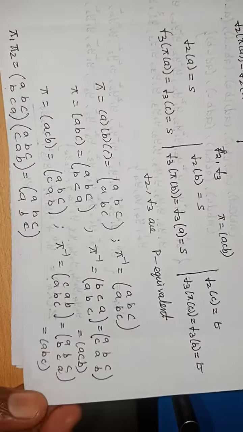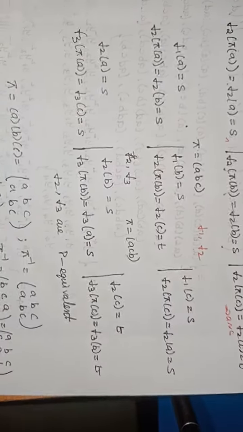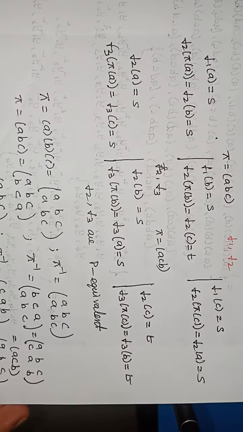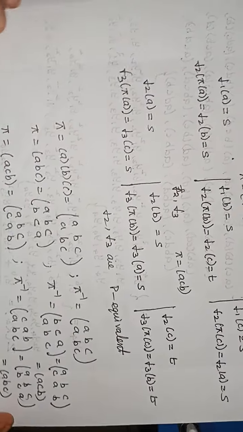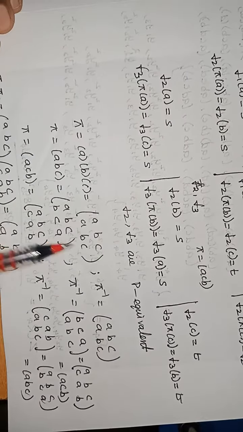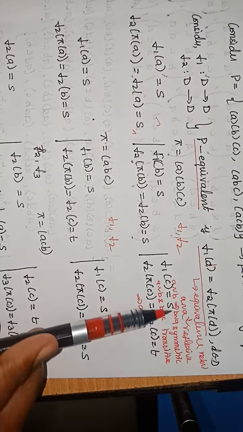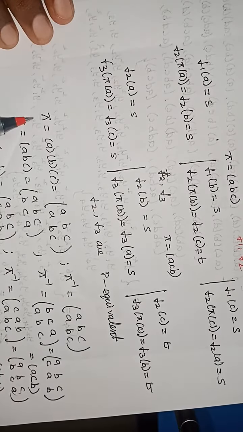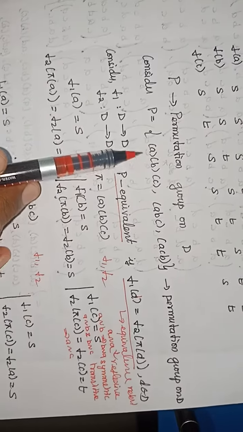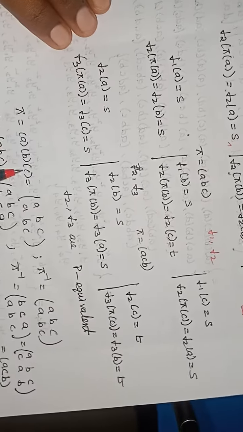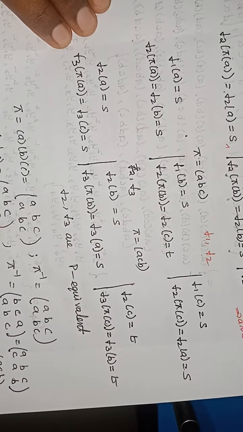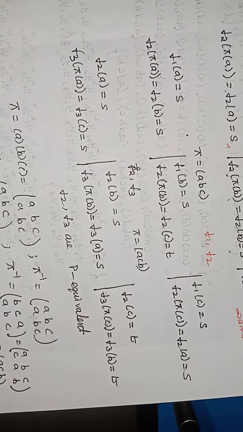I explained to you, since identity exists, reflexive is true. For symmetricity, let me give you an example. Whenever A is related to B, there should exist a relation B related to A. Let me choose pi, the first element of this permutation group, the identity element: A to A, B to B, C to C. Let me find the reverse case, pi inverse.